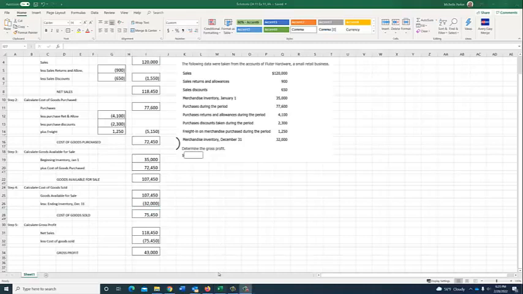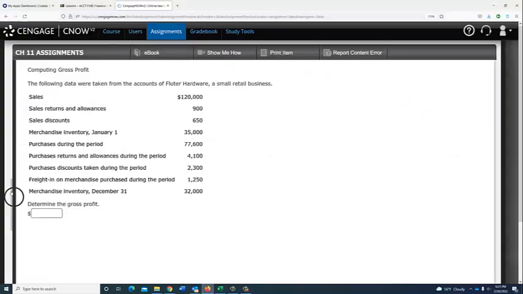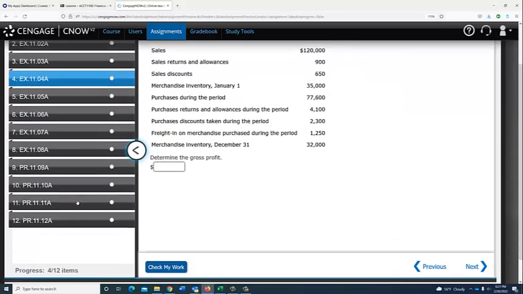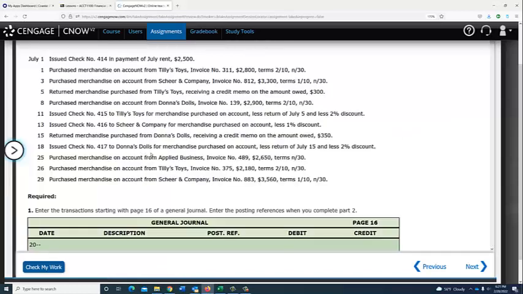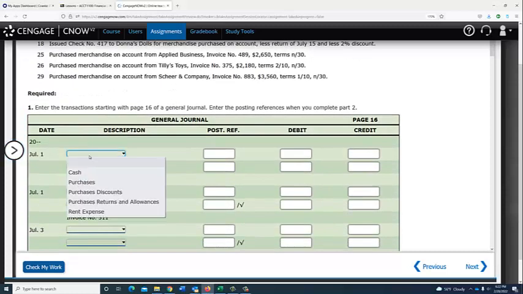So now we'll move on to problem 11, where we will go through the journalizing and posting to the general ledger and the accounts payable ledger. Okay, so we'll just journalize a few entries and then go through and post those. On July 1st, we issued check number 414 in payment of July rent. So that is a transaction that you've done many times before.